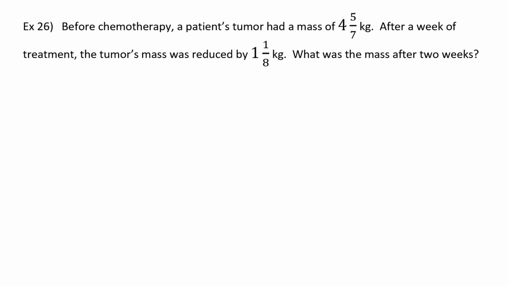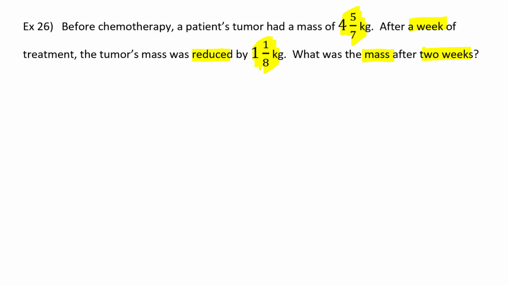Let's try a word problem together. Before chemotherapy, a patient's tumor has a mass of 4 and 5 over 7 kilograms. After a week of treatment, the tumor's mass was reduced by 1 1/8 kilogram. What was the mass after 2 weeks? So I guess we have to assume that the mass is being reduced by 1 1/8 every week.